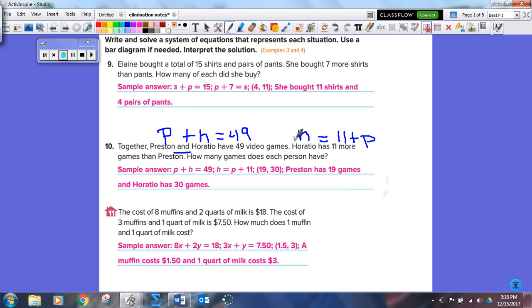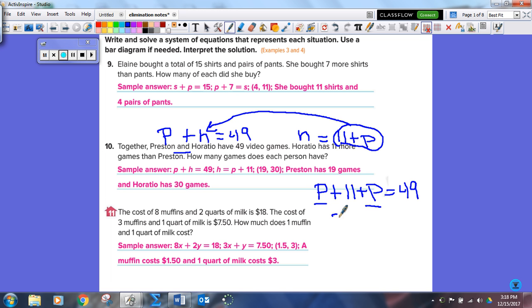Now this is already solved for H. So if I want to use substitution, I'm going to do 11 plus P in this equation in place of H. So that gives me P plus 11 plus P equals 49. P plus P equals 2P plus 11 equals 49. I solve the two-step by subtracting 11. I get 2P equals 38. I divide both sides by 2, and P equals 19.